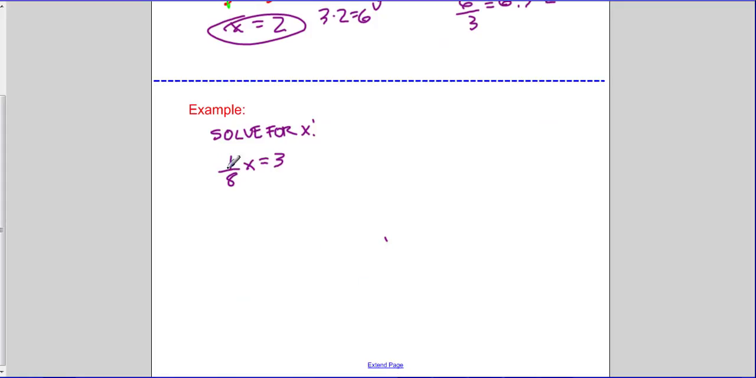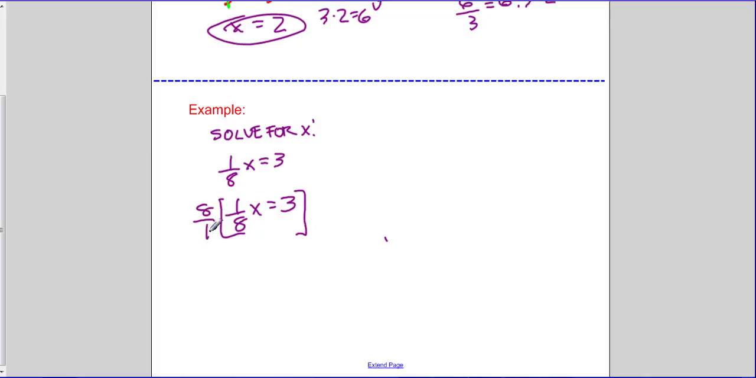So next question, 1/8 x is 3. Well, what I'm going to do is I want to isolate x. So one way to do this is, okay, take the reciprocal of 1/8. So if I multiply both sides by the reciprocal of 1/8, and the way I'm going to do this is put a set of brackets around this and multiply by 8/1.